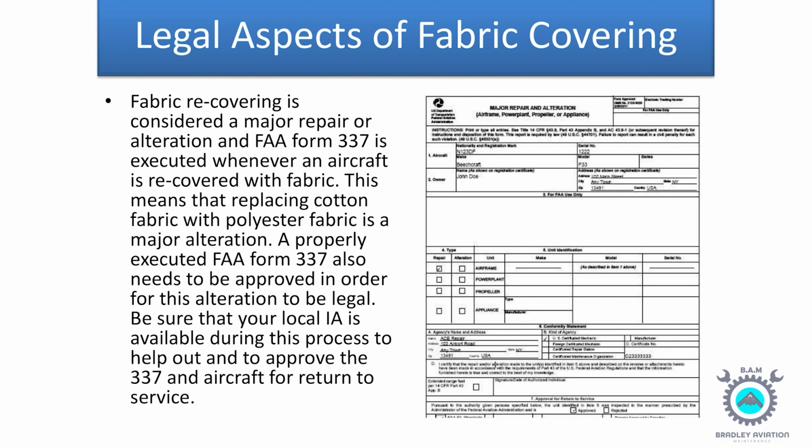Legal aspects of fabric covering. Fabric recovering is considered a major repair or alteration, and FAA Form 337 is executed whenever an aircraft is recovered with fabric. This means that replacing cotton fabric with polyester fabric is a major alteration. A properly executed FAA Form 337 also needs to be approved in order for this alteration to be legal. Be sure that your local IA is available during this process to help out and to approve the 337 and aircraft for return to service.